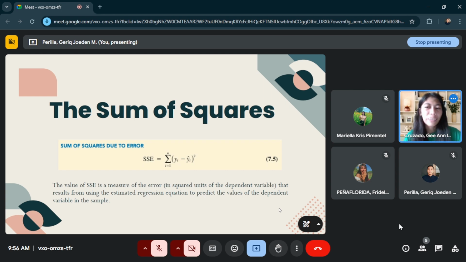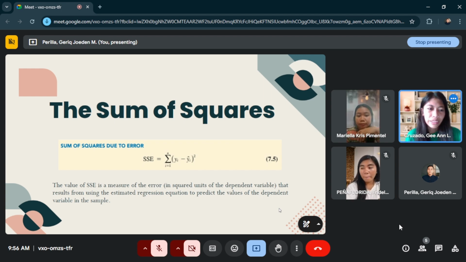So, the sum of squares. Sum of squares due to error is denoted by the formula SSE is equal to the summation of quantity y sub i minus y hat sub i squared. In this formula, y sub i represents the actual observed values and y hat sub i represents the predicted values from the regression equation. The SSE is the sum of squared differences between the actual values and the predicted values across all observations.